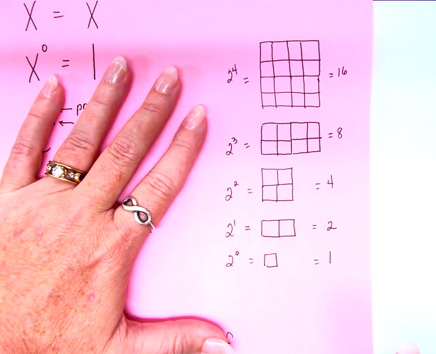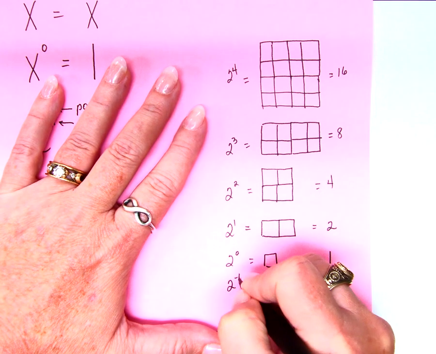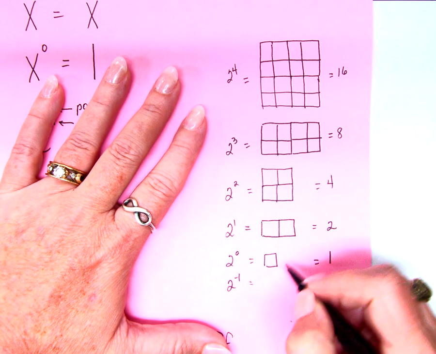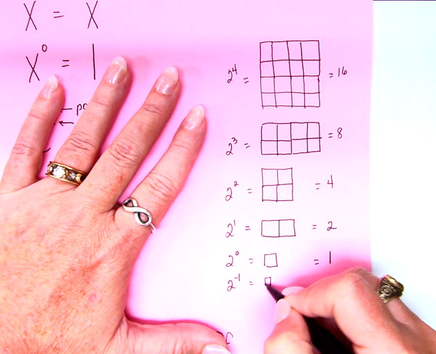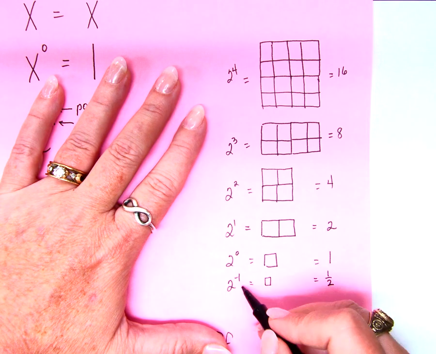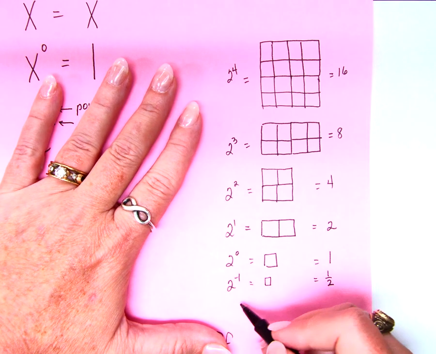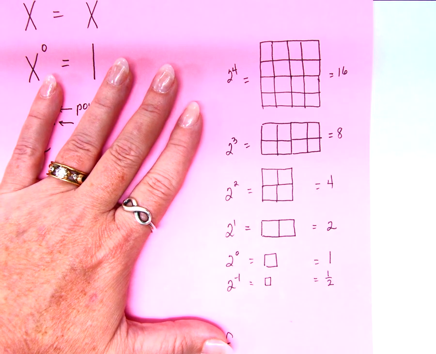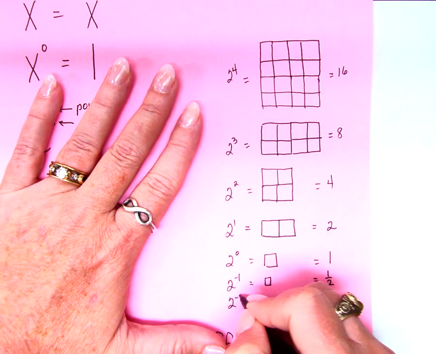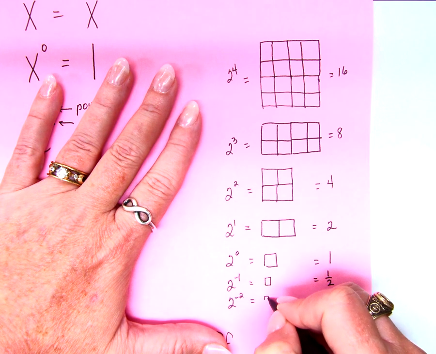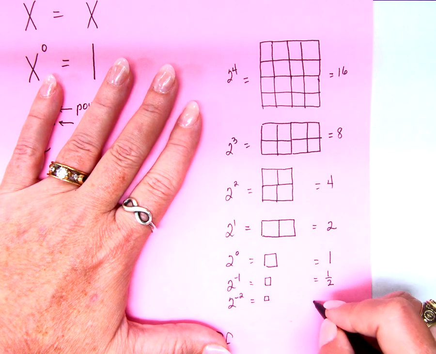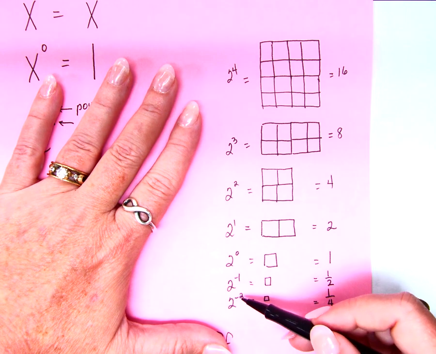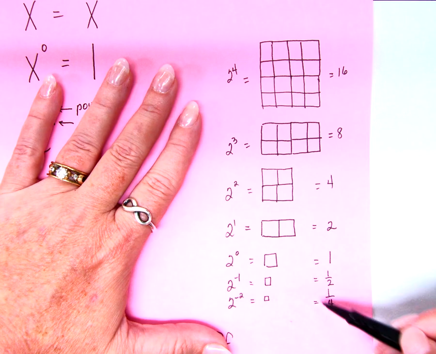But it even keeps going. It even works if you keep going. 2 to the negative 1. Wouldn't that be the next one if I was going down by 1? What shape should it be? A rectangle? 1/2. Negative exponent says it wants to be in the denominator, which would be 1 over 2 to the 1st power, which is 1/2. What about 2 to the negative 2 power? Shouldn't that be a square? Which would be 1/4. Well, 1 over 2 squared, which would be 1 over 4.